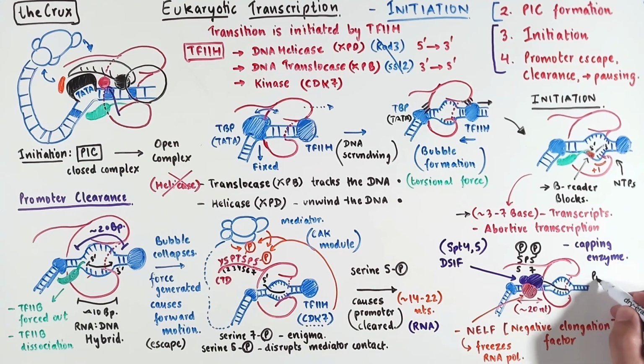And this pausing occurs somewhere around 20 to 40 bases away from the promoter region. And this pause is called a promoter proximal pause. And with this, we have covered the 3 steps that make up the initiation stage. Following this promoter proximal pause, the RNA polymerase has to overcome this frozen state so it can enter productive elongation. And that will be the topic of the next video.